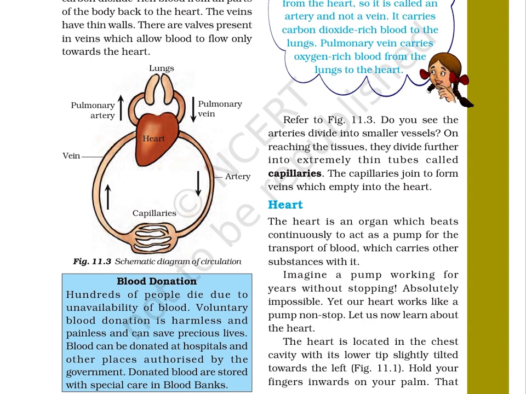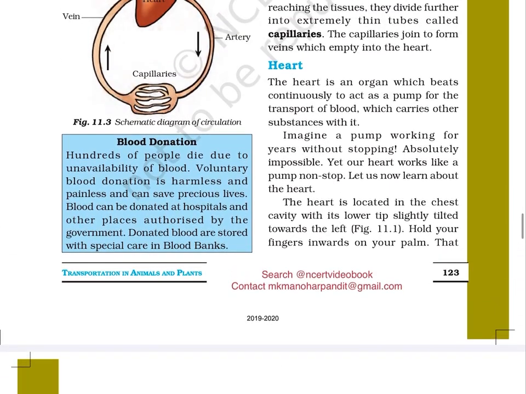Blood donation. Hundreds of people die due to unavailability of blood. Voluntary blood donation is harmless and painless and can save precious lives. Blood can be donated at hospitals and other places authorized by the government. Donated blood is stored with special care in blood banks.